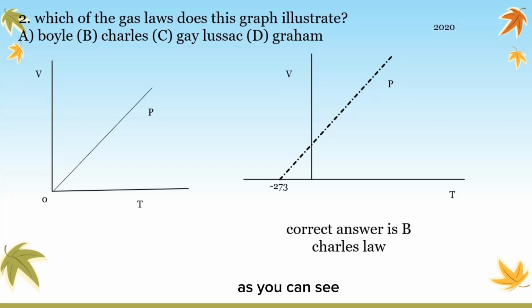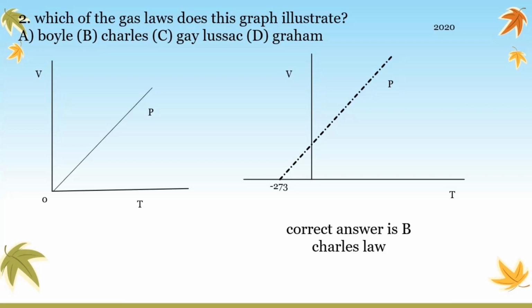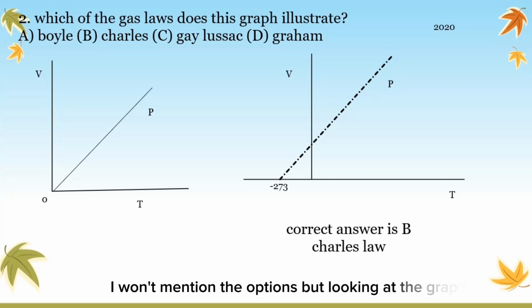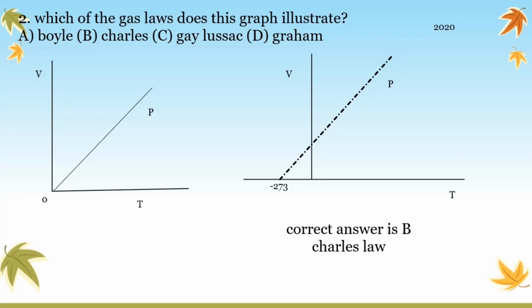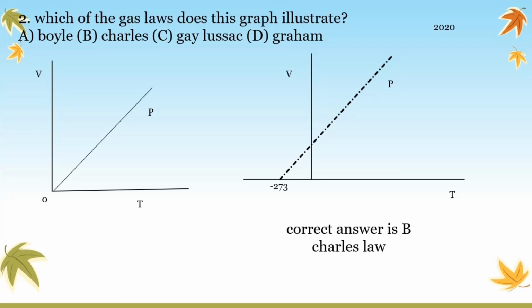As you can see, question 2 does not involve calculations, but it is still a question on Charles' law. Which of the gas laws does this graph illustrate? I won't mention the options, but looking at the graph, it shows that the answer is Charles' law, which is B, because the pressure remains constant.